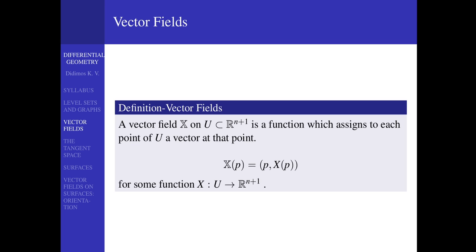Now we have the definition of vector fields. A vector field X on U, a subset of R^(n+1), is a function which assigns to each point of U a vector at that point. That is, X is a function which assigns a vector at p, so X(p) is a vector at p. This X(p) is the vector part. So this capital X can be considered as a function from p to R^(n+1). That means X(p) is an element of R^(n+1), and p is also an element of R^(n+1). So this constitutes a vector.